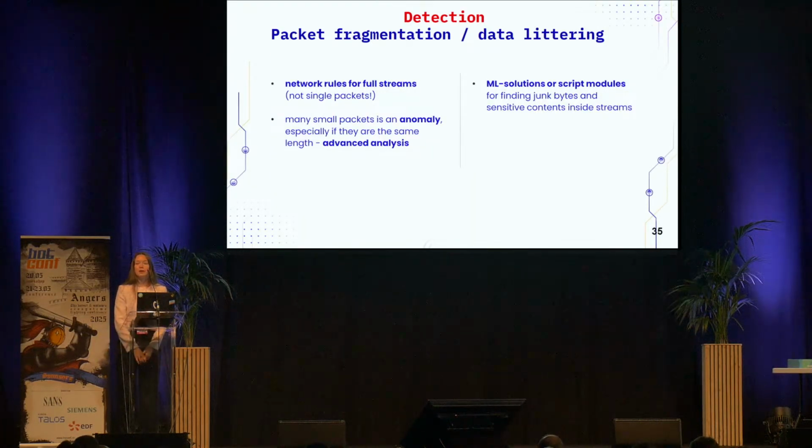So how can we detect it? For packet fragmentation, use network rules for full streams and not for single packets. And many small packets is an anomaly, especially if they are the same length. So it's about advanced analysis and the methods from advanced analysis. For data littering, use ML solutions or script models.